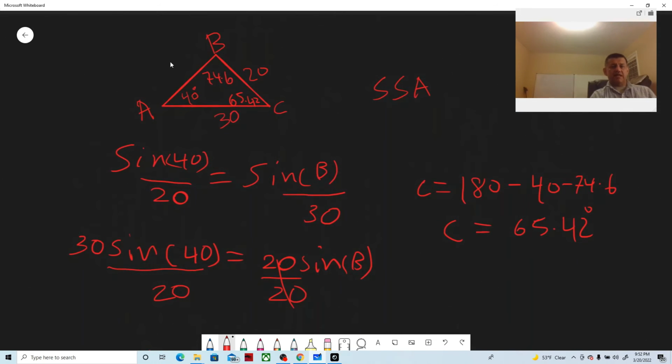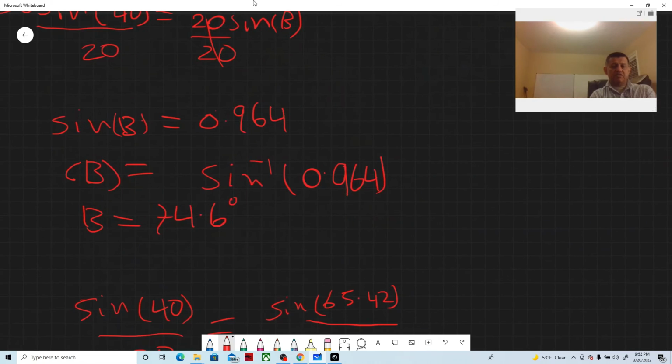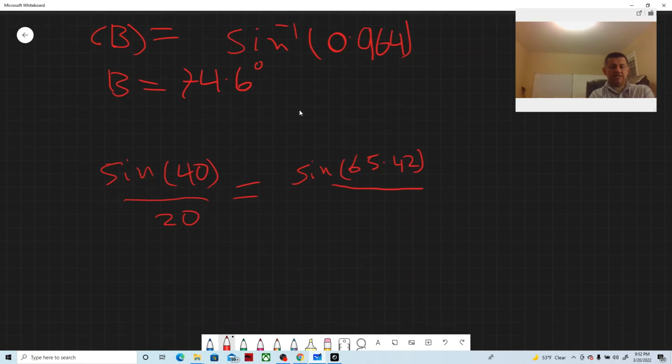Yes, because I did not label this. I should have labeled this. Small c. Right? So we're looking for a small c, right? So in this case, small c goes right here. Right? So again, we solve, right?